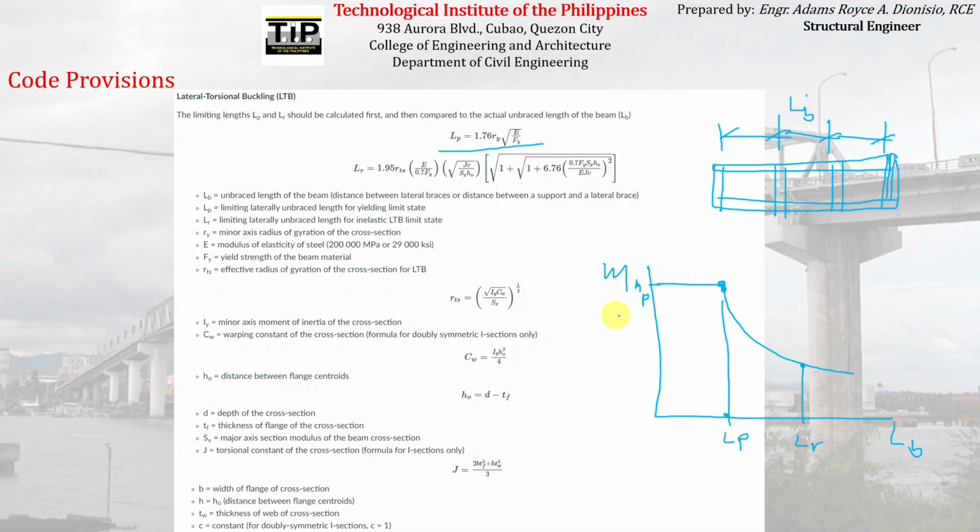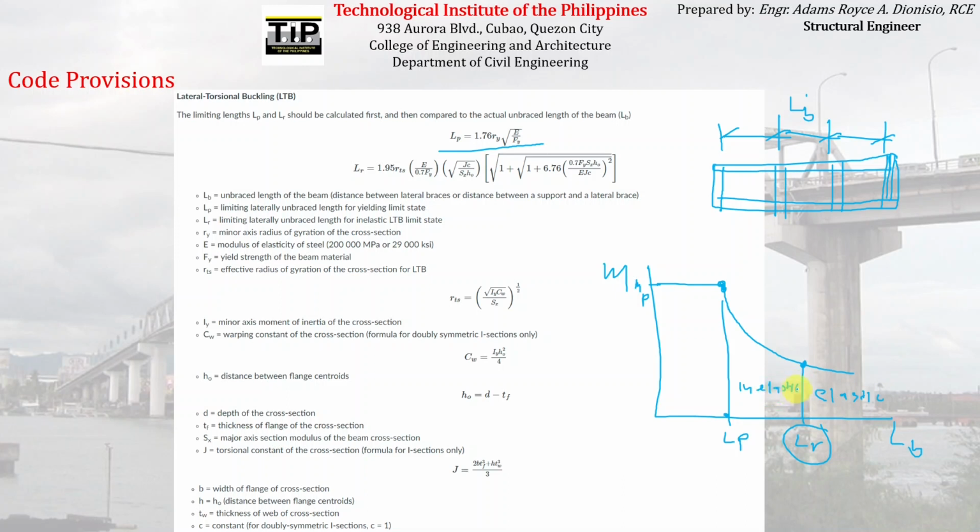Okay. Ngayon, if you want to ensure naman na magkakaroon ng elastic buckling yung member mo, you can compare the unbraced length to the Lr. Okay? Kung naalala nyo, di ba ito yung portion na elastic yung buckling kapag slender, tapos ito naman yung inelastic.